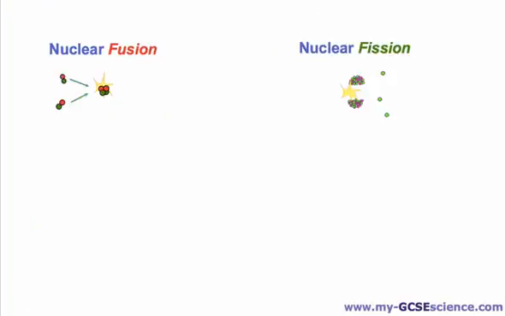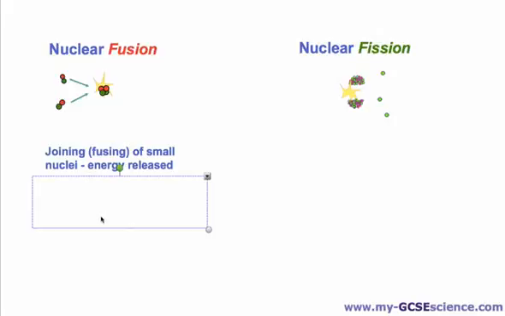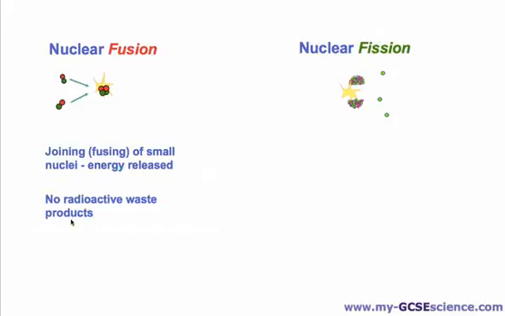So a basic summary of the two processes is that nuclear fusion is the joining of 2 nuclei to form a slightly larger nucleus and release energy, whereas with nuclear fission you would split a nucleus, release some neutrons and some energy, and this is used in a nuclear reactor currently, as we've described before. But just going through a couple more comparisons, with fusion we have the joining of small nuclei and energy is released. We have no radioactive waste products. As we said, it's helium that's produced, and that's fairly safe, very safe in fact.